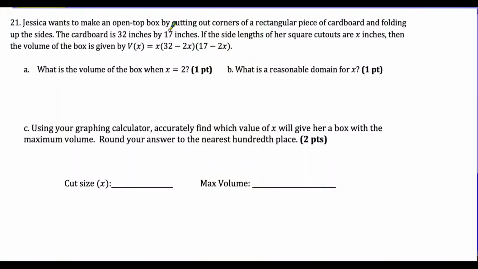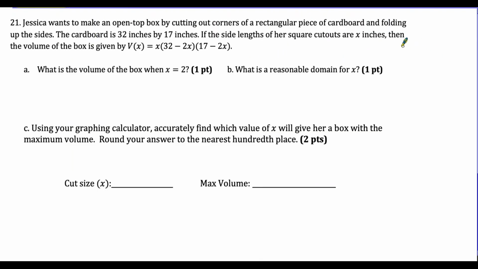All right, on number 21 here, this is the box problem. We've spent a lot of time working on our box problem. We are taking a sheet of cardboard and cutting out the corners to create a box.